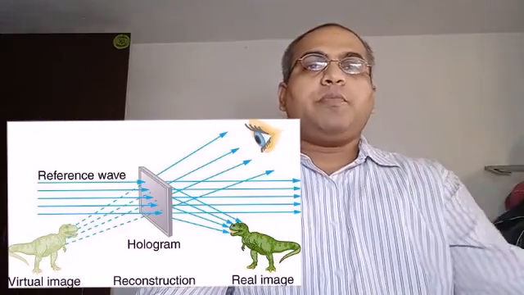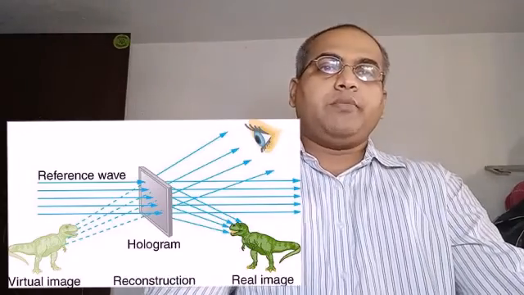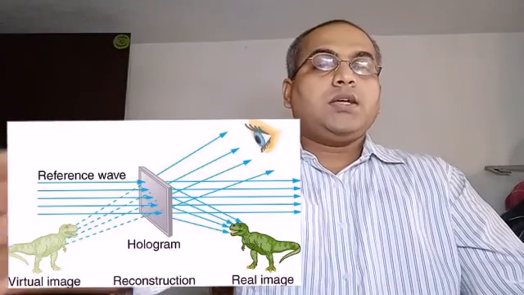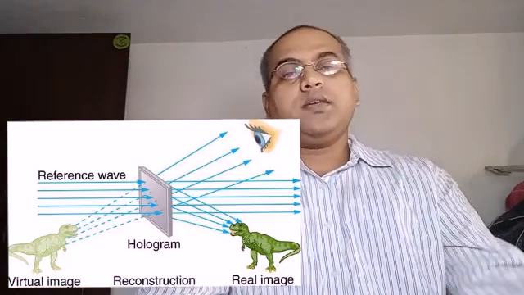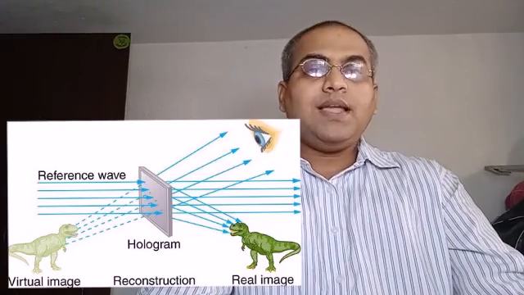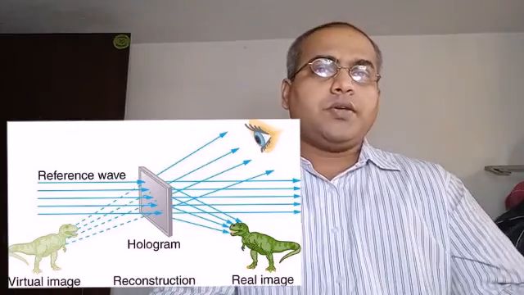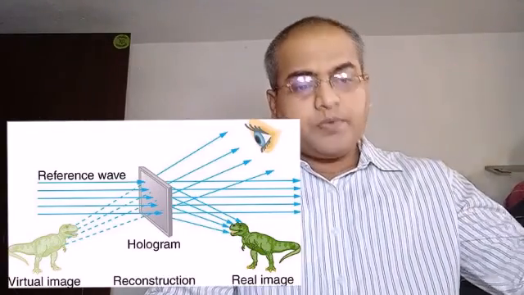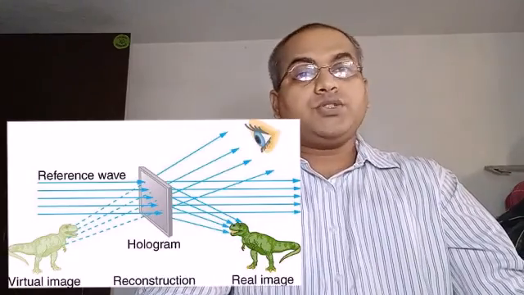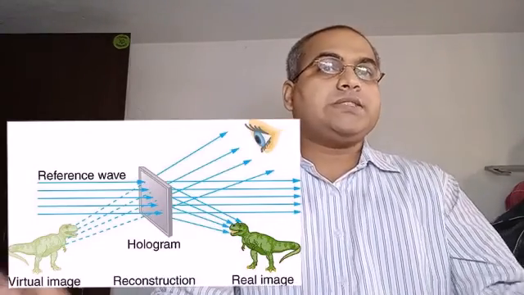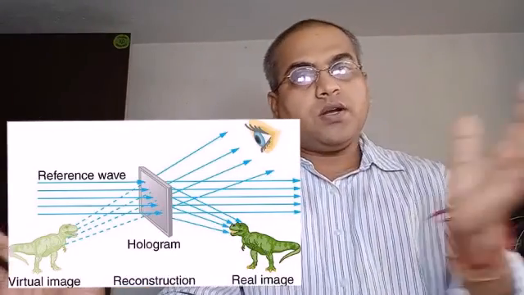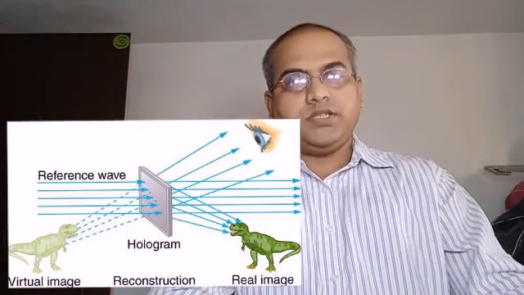Here is the example of virtual images: your face in a plane mirror. If you stand in front of a plane mirror, the image which is formed inside the mirror for you is called a virtual image. This image cannot be obtained on a screen. So this is called a virtual image. I hope you are able to understand the difference between a real image and a virtual image, and what a real image is and what a virtual image is.